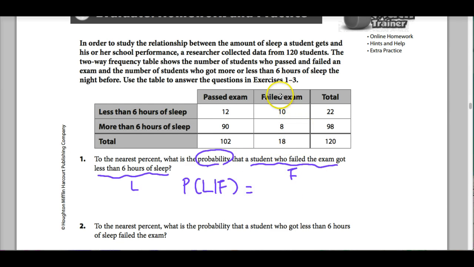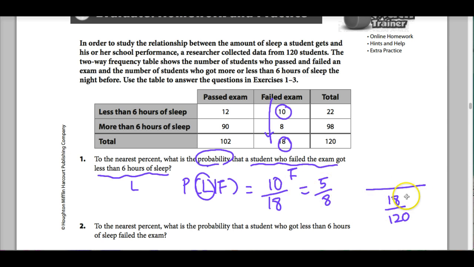Out of all the people who failed the exam, that's 18. How many got less than 6 hours of sleep? Oh, that's it. Simplified, it's going to be 5 over 8. Now, I could try and make it more complicated and say, in order to find this, first you have to find the probability of F, which means failing the test. Failing the test, there's 18, so it's 18 out of 120. And then here's the big division thing.